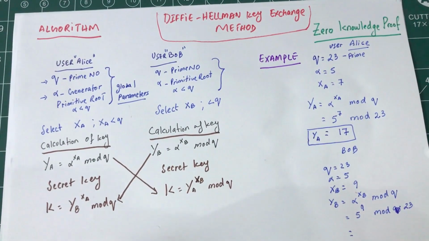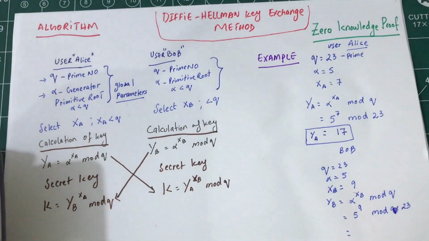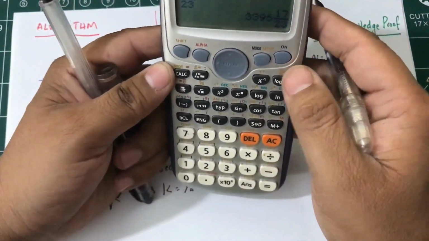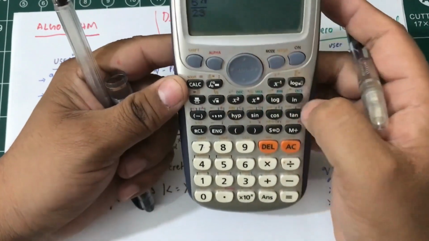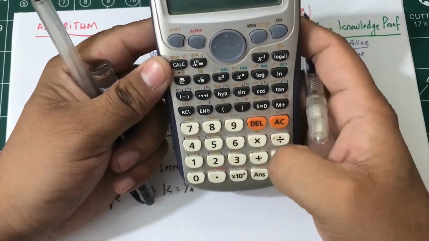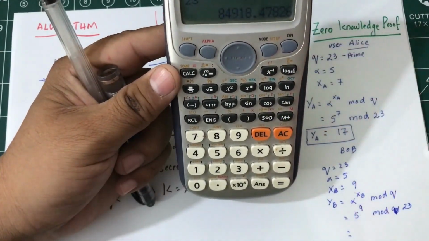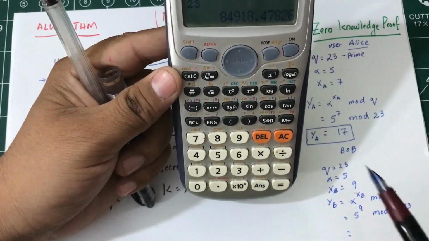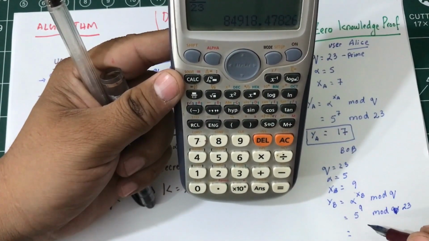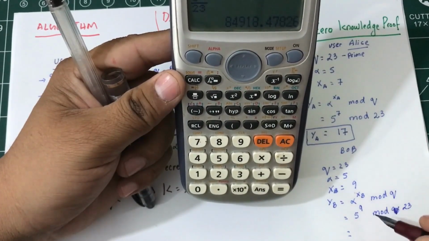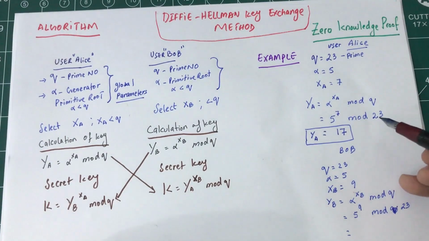I'm going to bring out my calculator and do exactly the same thing. So I'm going to do 5 raised to 9. This number is too big for it. Here's how I'm going to do it. I know 5 raised to 7 mod 23 was what? Okay, let's do this.